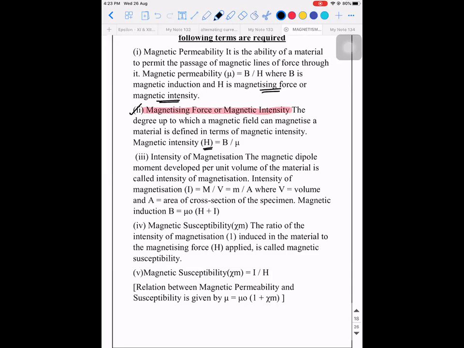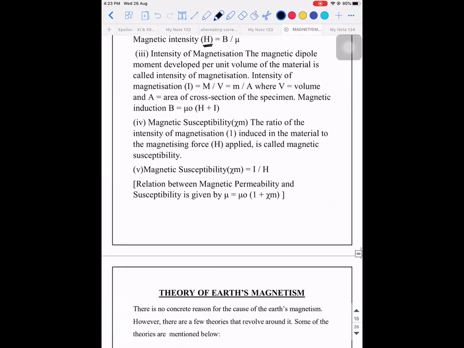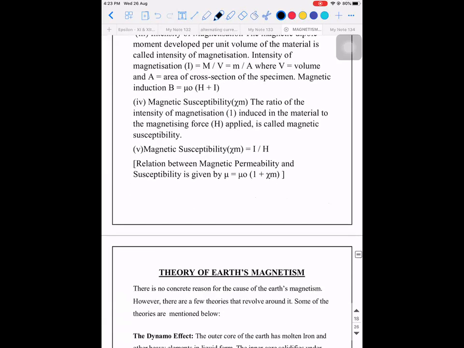What do you think magnetic intensity is? By looking at the name, what do you think it will do? How much it can magnetize another object, another material. I'll give you a simple example. Not sure if you have magnets at home. If you have, you can do this small activity and see.